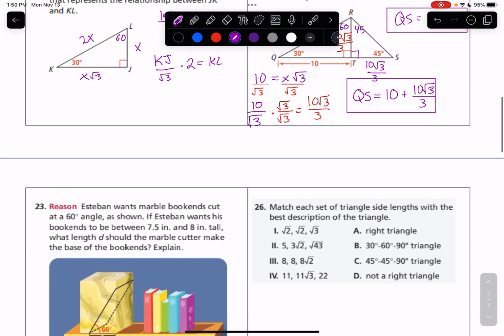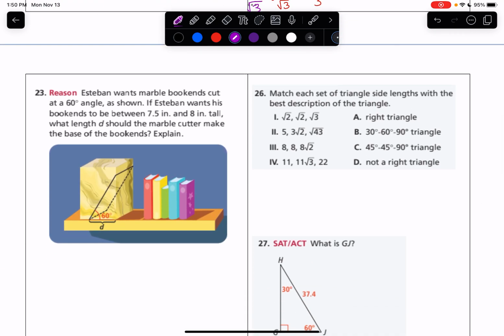All right. Next, Esteban wants marble bookends cut at a 60-degree angle as shown. If Esteban wants his bookends to be between 7.5 and 8 inches tall, what length D should the marble cutter make the base of the bookends? Explain. So there are two possibilities there. We could have bookends that are 7.5 inches tall, and we could have bookends that are 8 inches tall. So there's a range there. And in that range, either way, that side, 7.5 or 8, is the long side of a 30, 60, 90 triangle. So either way, it is the x root 3 side.